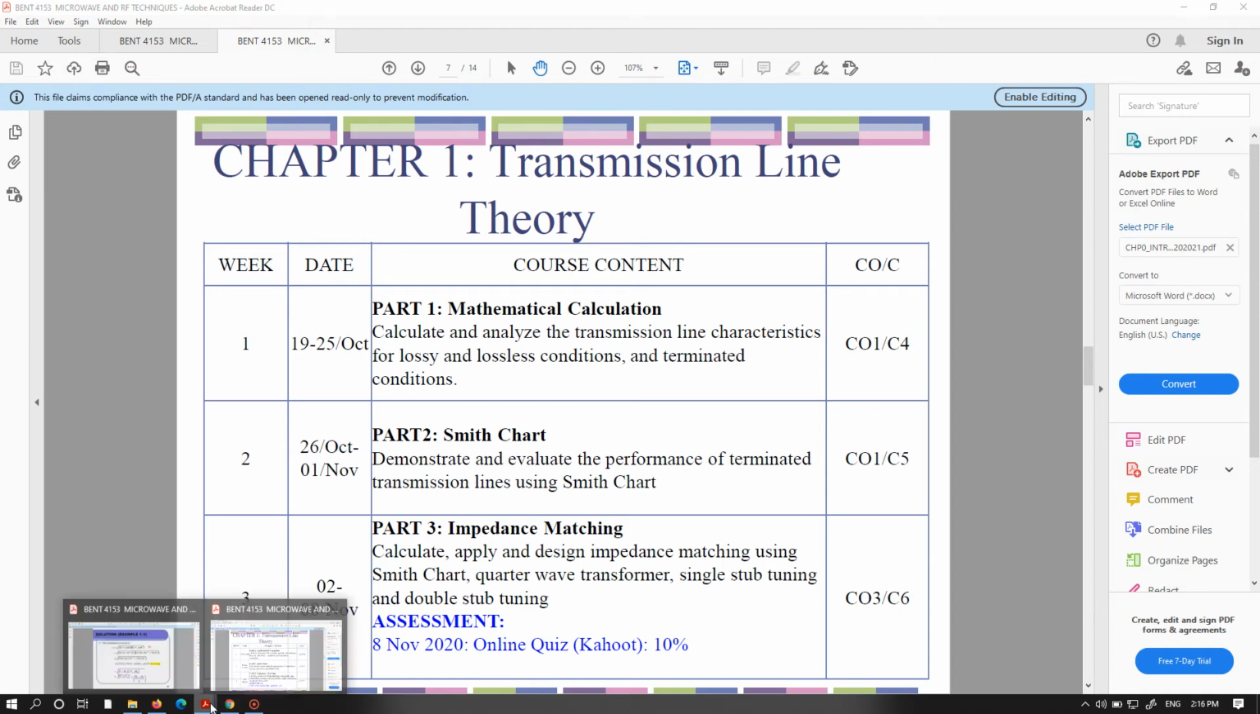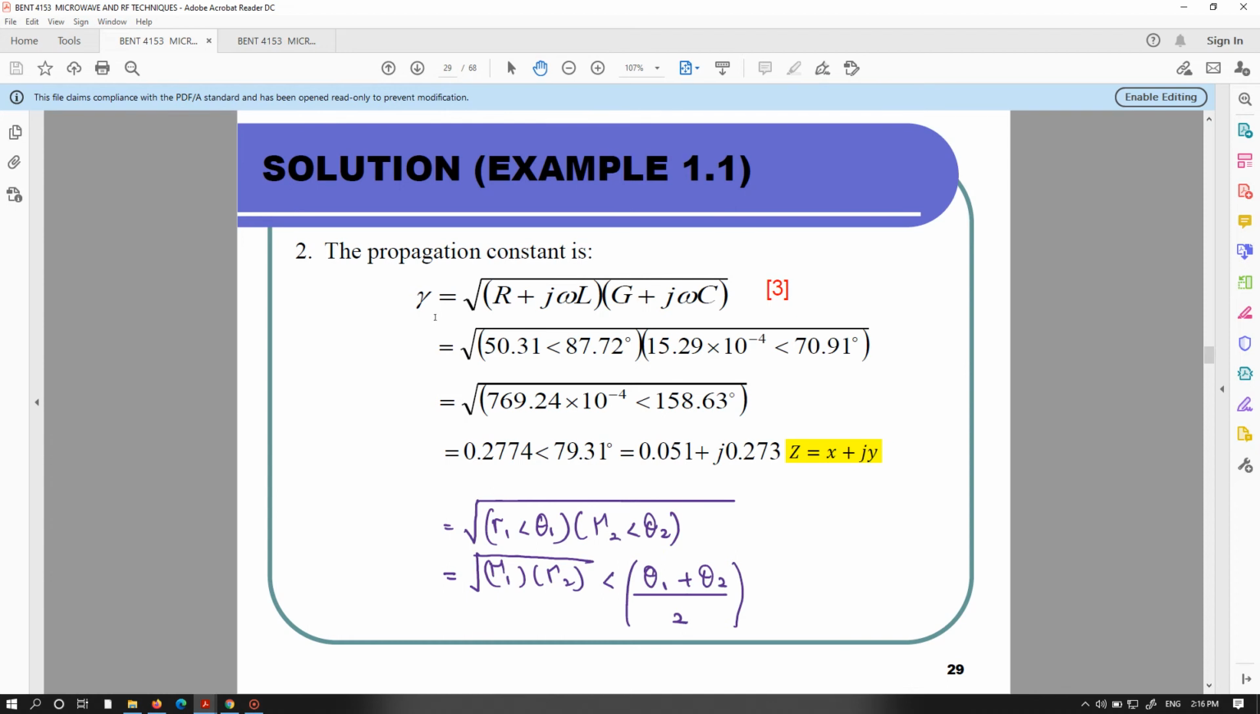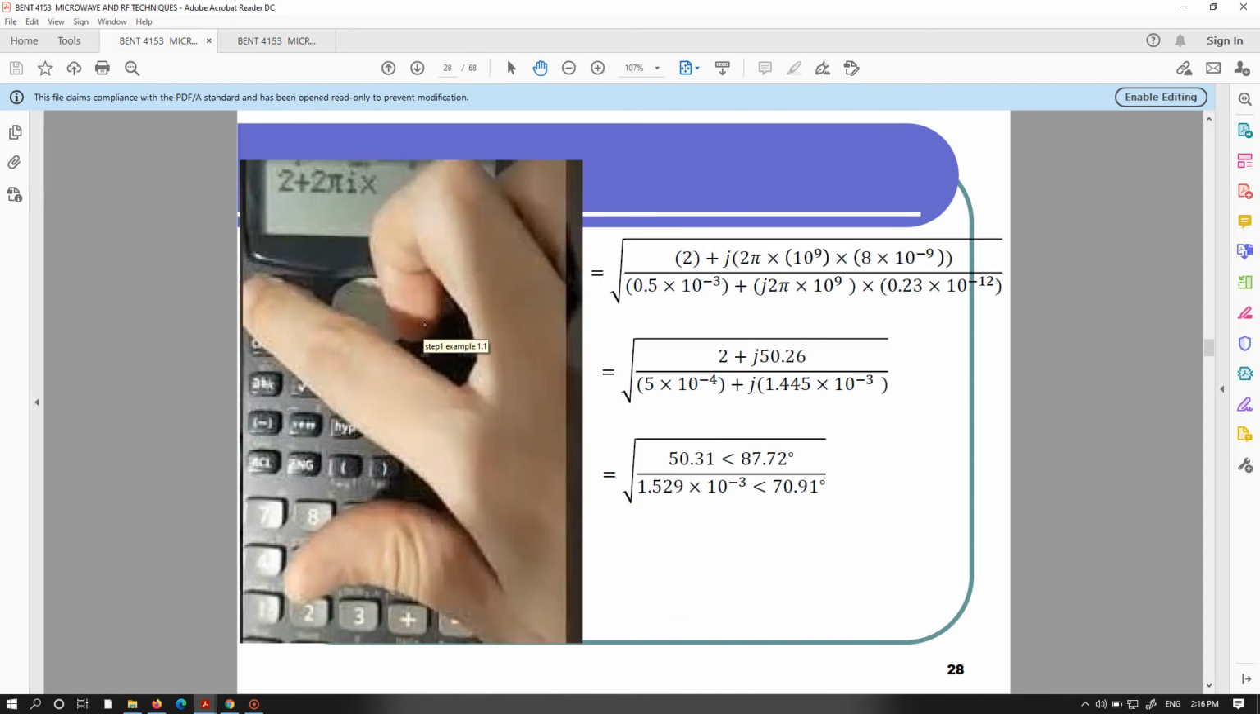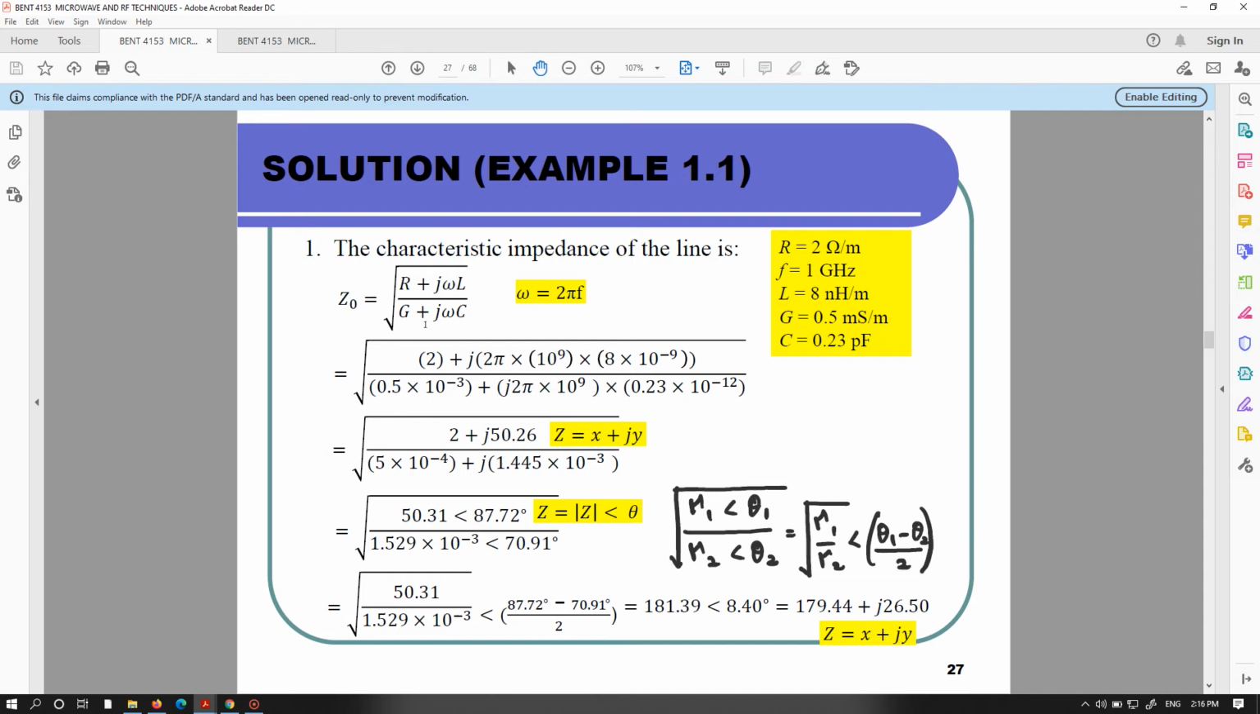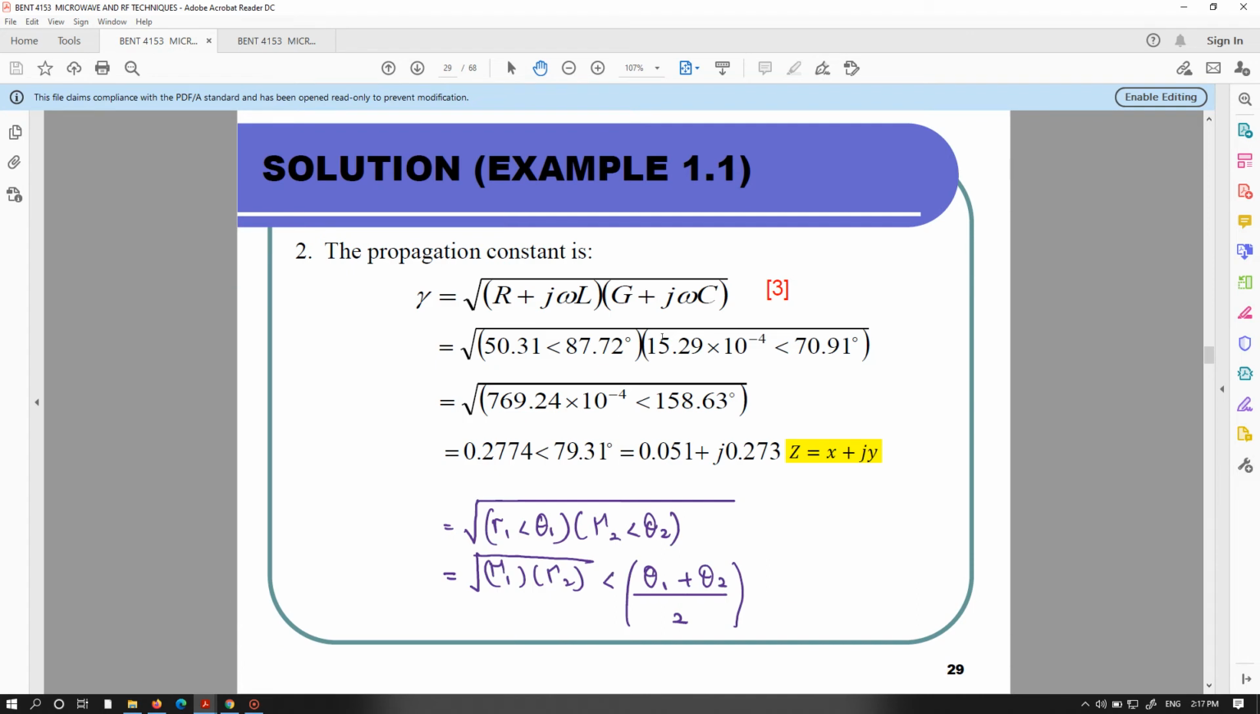Then we go into our slide. Previously we stopped at example 1.1, where in this example you need to calculate the characteristic impedance of the line given the values of R, L, G, C and the propagation constant. You have to know how to do these complex operations, square root of multiplication or square root of division.